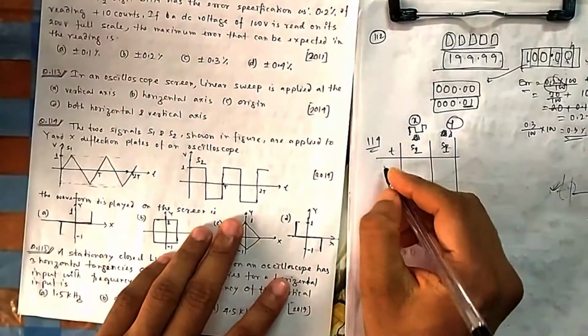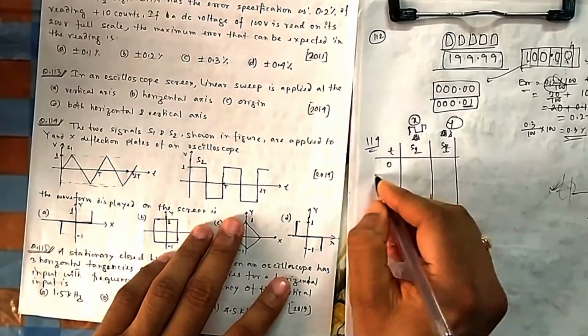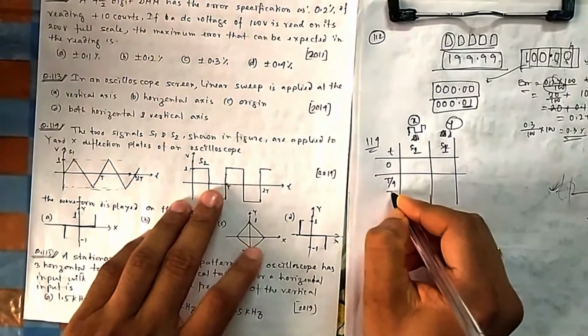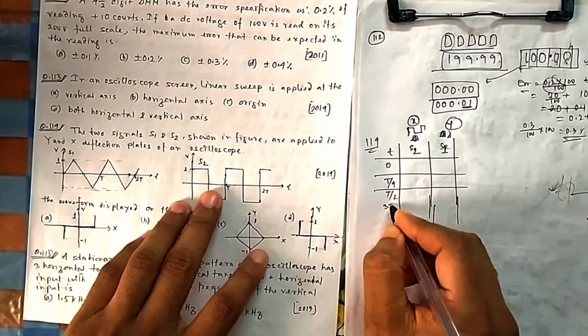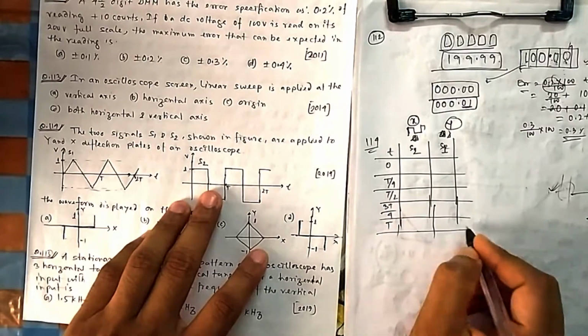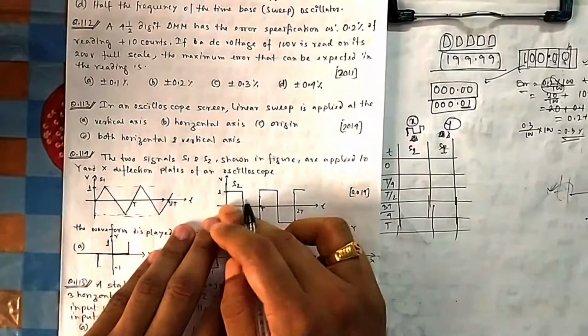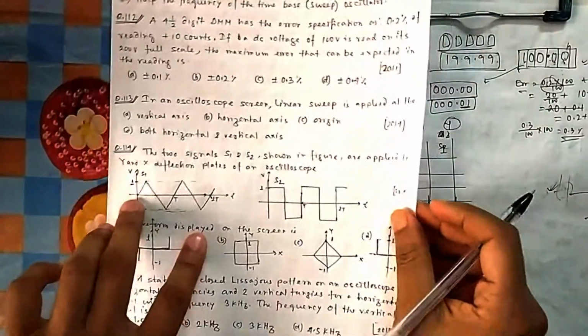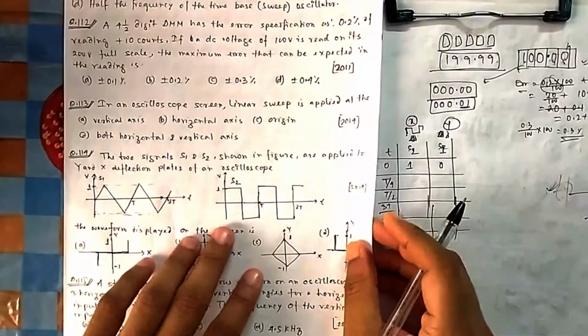Now let me take T equal to 0. Some points you take: T equal to T by 4, then T by 2, then 3T by 4, then last T. Let me check all these points. At T equal to 0, what is your X? You can say your X is equal to 1. At T equal to 0, what is your Y? Y is equal to 0.